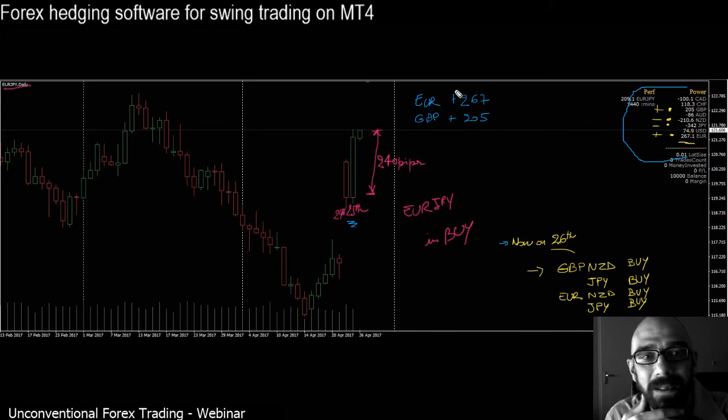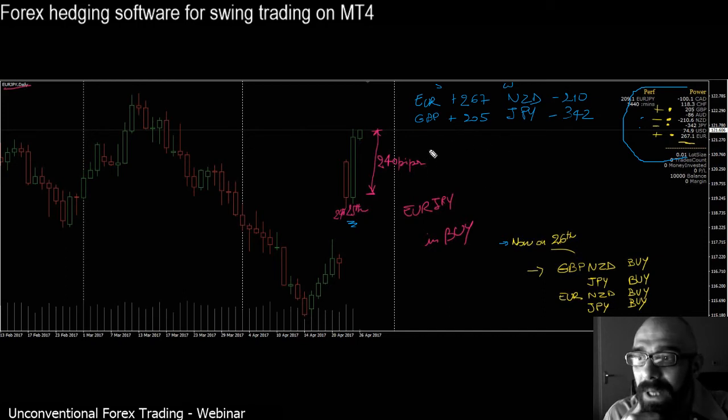On the other hand, here are the strongest and then the weakest: we are having a negative on New Zealand dollar of minus 210, and the other one is the Japanese yen, with minus 342.